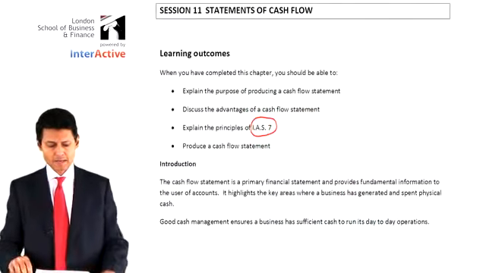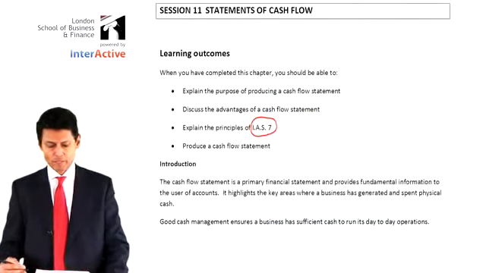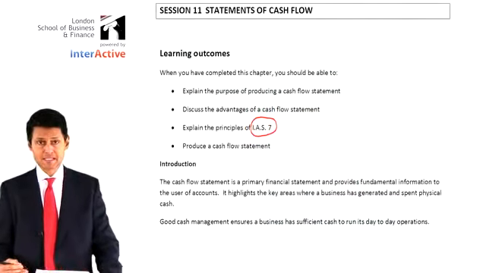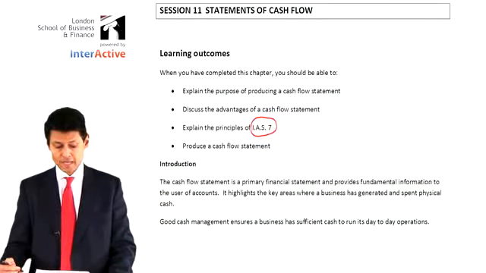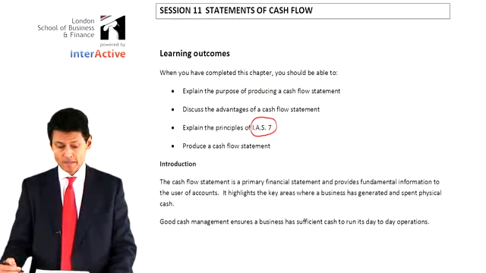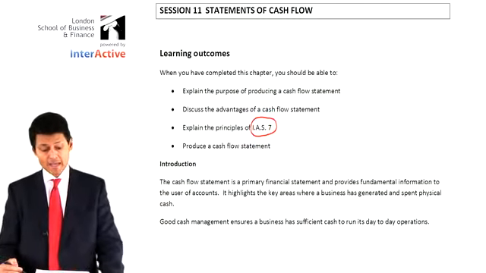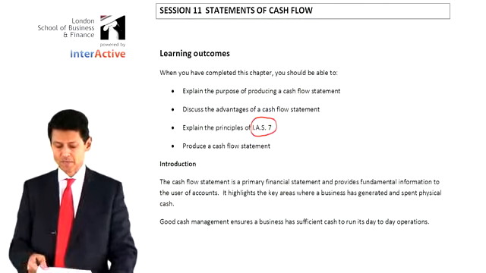Have a read of that page, session number 11. So, learning outcomes. When we have completed this chapter, we should be able to explain the purpose, let's underline purpose, of producing a cash flow statement. That's one thing, of course. The second is the advantages of a cash flow statement. Explain the principles of the IAS, and of course, produce a cash flow statement.